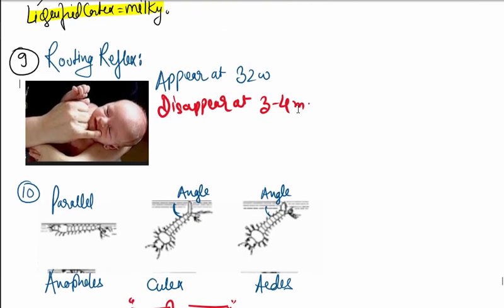Now the next photo shows the red reflex. It appears at 32 weeks and disappears at 3 to 4 months.